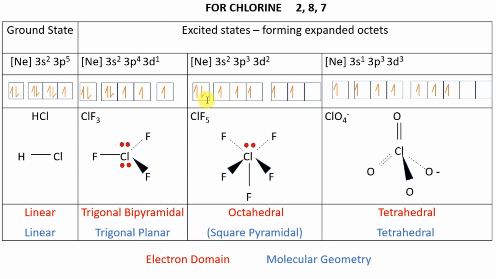Now, I could excite that last electron from an s orbital into a vacant d. 7 covalent bonds can now be made, as is the case with the ion ClO4-, chlorine making a double bond with 3 oxygen atoms and a single bond to a fourth, that fourth oxygen having the extra electron. Tetrahedral with respect to molecular geometry and electron domain geometry.